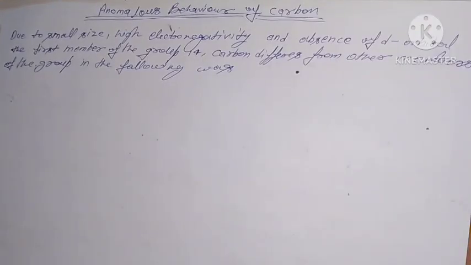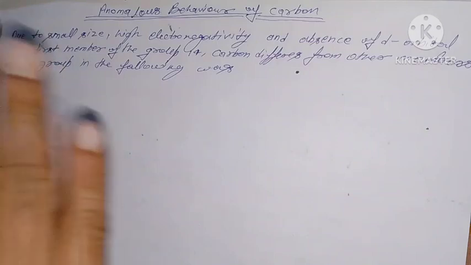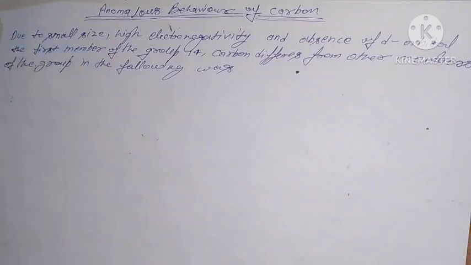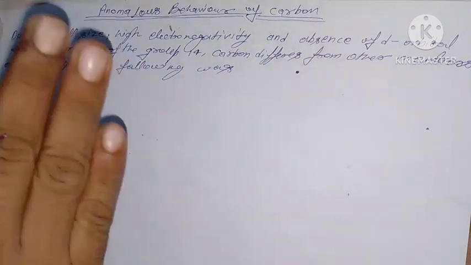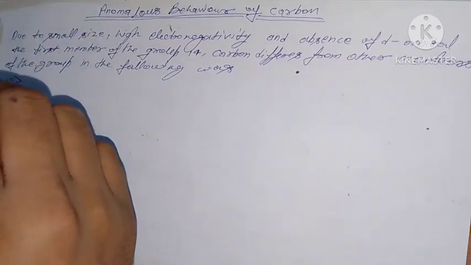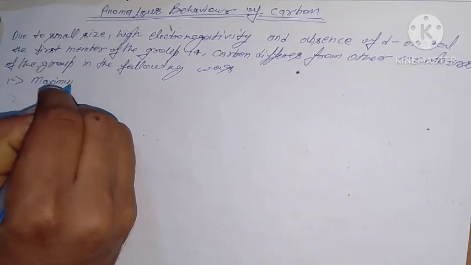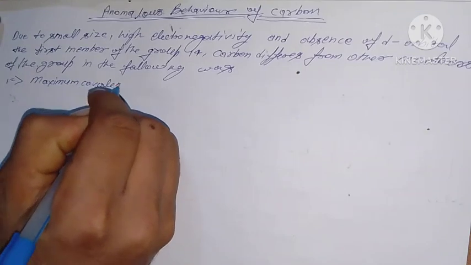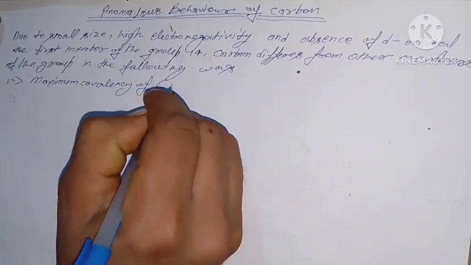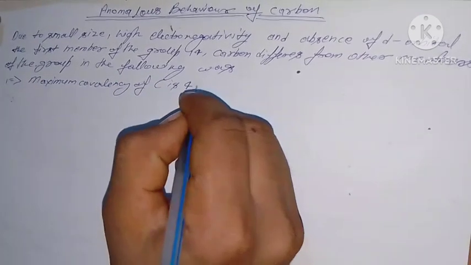Anomalous behavior of carbon. Due to small size, high electronegativity and absence of d orbitals, the first member of group 14, carbon, differs from other members of the group in the following ways. First point: the maximum covalency of carbon is 4. For the others it is 6.